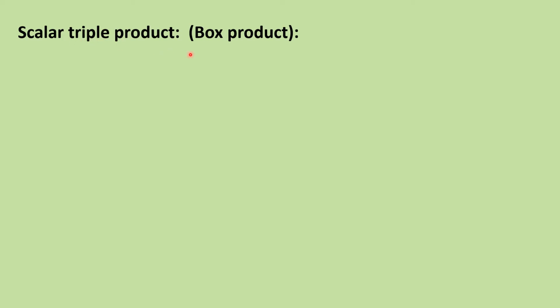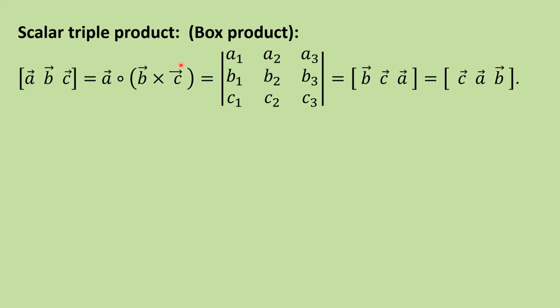The scalar triple product or box product is the dot product of vector A with the cross product of vectors B and C, A dot B cross C, which I can obtain by using the determinant of the matrix formed by the components of these three vectors A, B and C, or which can be denoted using the rectangular box with vector A, vector B, vector C. If these three vectors are permuted in the same cyclic order, then the dot product remains the same.